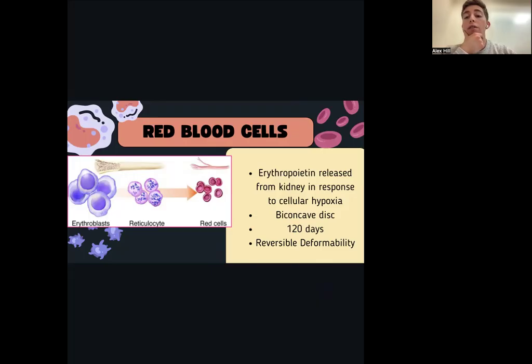Fetal hemoglobin has more affinity for oxygen and it becomes adult hemoglobin at 6 months of age. And 80% of the body's iron is in hemoglobin, so it's recycled. So when the red blood cells are destroyed, the body uses that iron from the hemoglobin for its own purposes, usually to make new red blood cells.